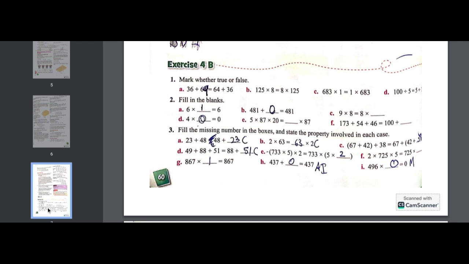Okay, what do you think about the F part, Aryan? Which numbers will be added to give 100? It's 54 and 46. Yes, 54 and 46 will be added with the 173. Very good. Okay, the question number 3. Fill the missing number in the boxes and state the property involved in each case.